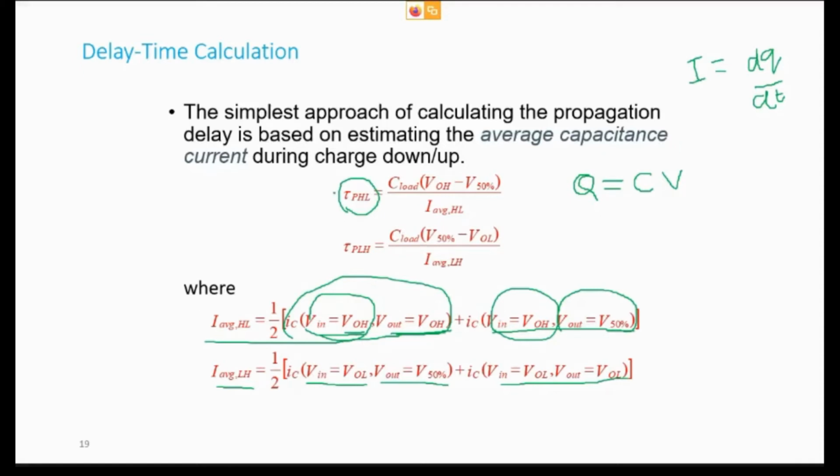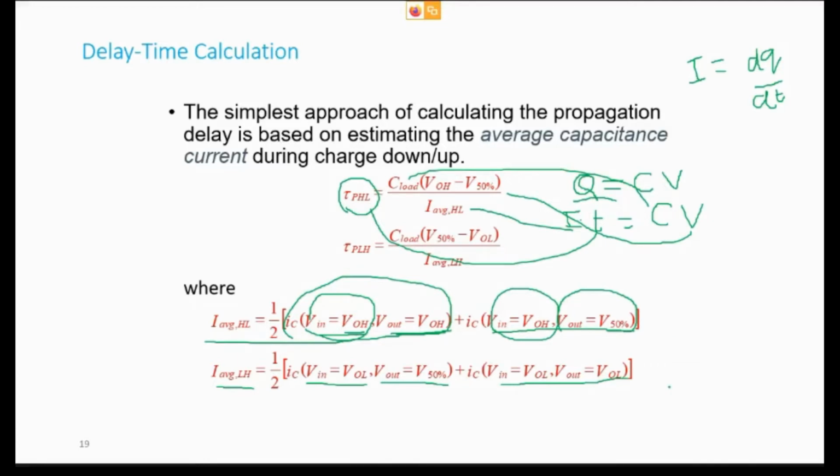So what is this? Q is equal to I into T is equal to C into V. Now what you have here is I, your current, T is your time, C is your load capacitance, and V is your voltage. So I hope you understand from where these terms are coming.